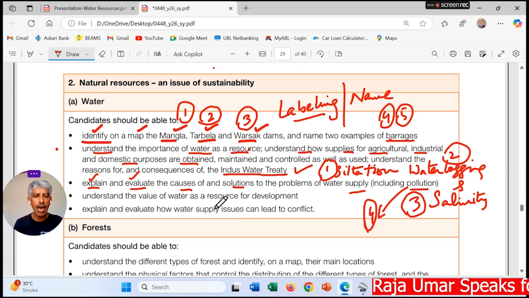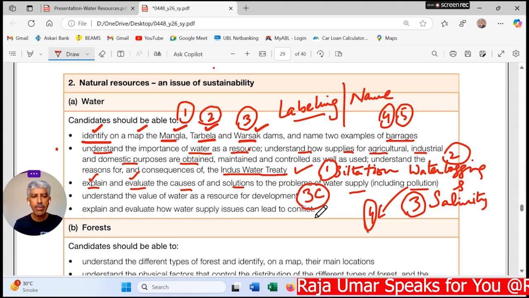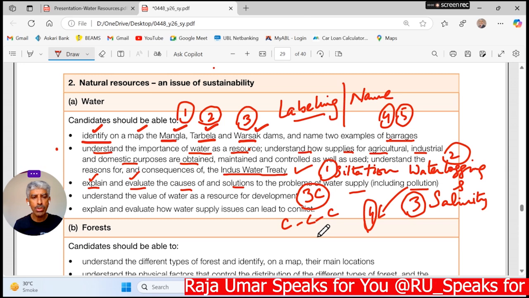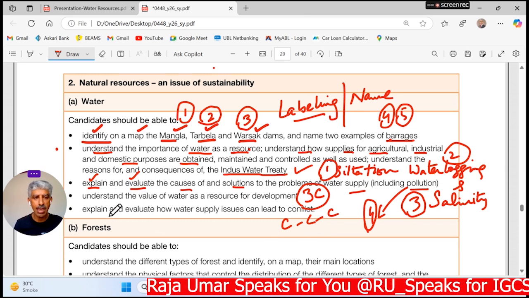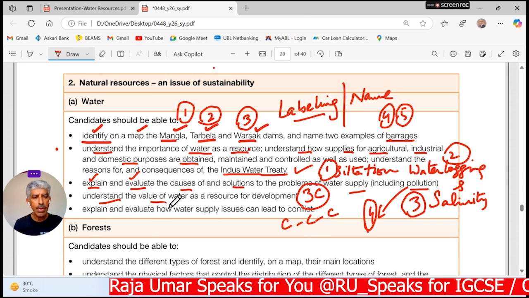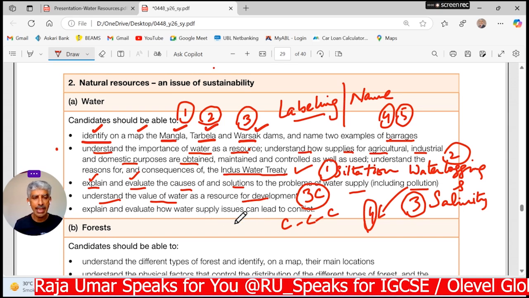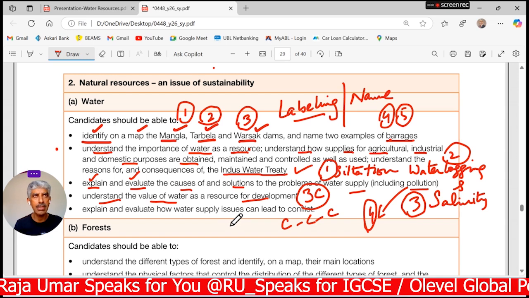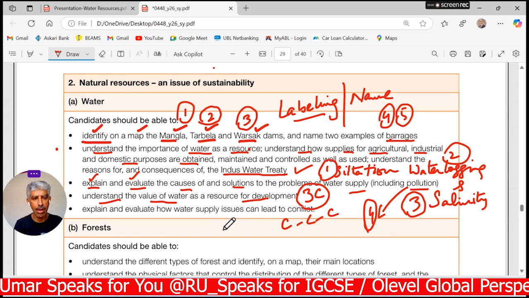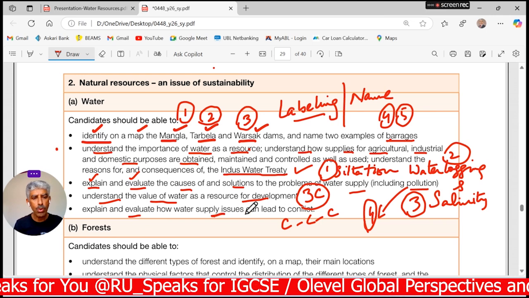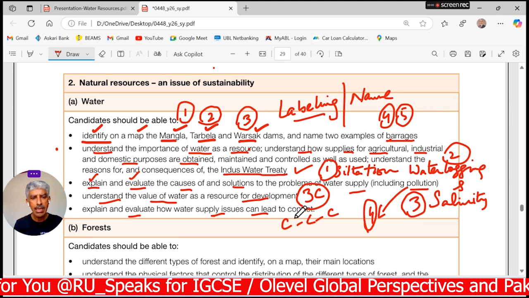So the other day I was talking about the 3C formula to you all, that we are supposed to know the causes, the consequences, and the control, I mean the solution, of any of the issues we are discussing. So understand the value of water as a source for development. We'll talk about the importance of water for Pakistan in agriculture, for industry, and for other fields. Explain and evaluate how water supply issues can lead to conflicts.